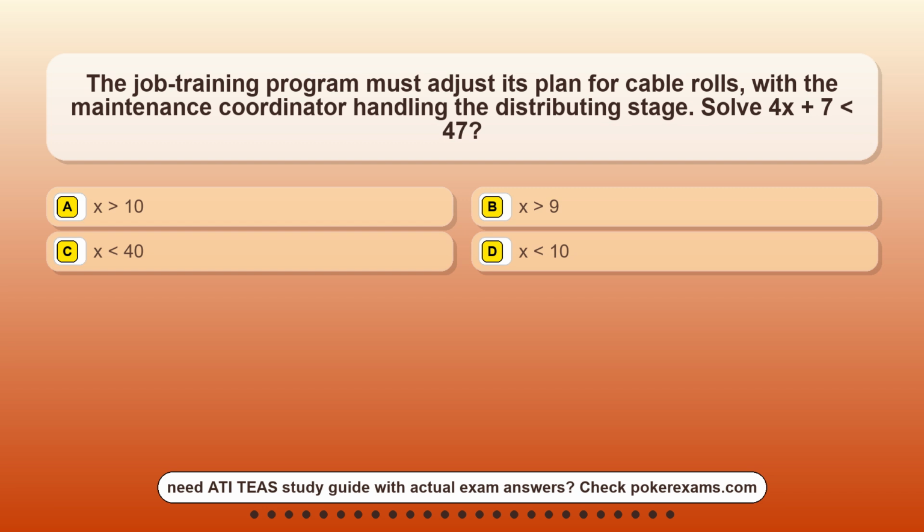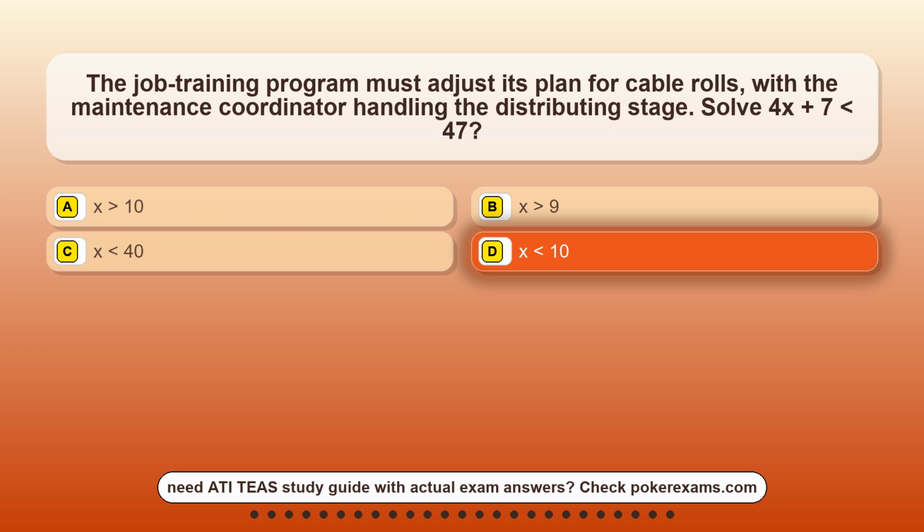The job-training program must adjust its plan for cable rolls, with the maintenance coordinator handling the distributing stage. Solve for x plus 7 < 17. Option A, x greater than 10. Option B, x greater than 9. Option C, x less than 40. Option D, x less than 10. The correct answer is option D, x less than 10.